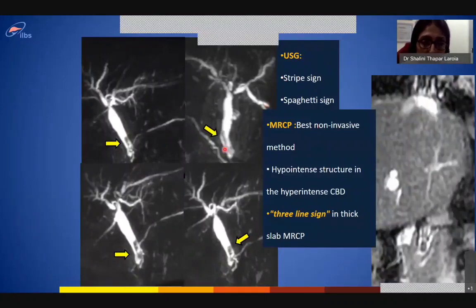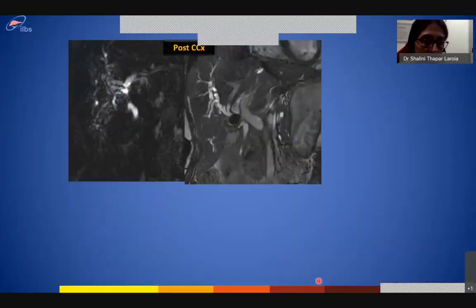On MRCP, which is the best non-invasive method to have a look at this, there is a hypointense structure and you can see a three-line sign in thick slab MRCP, which means that you can sometimes even visualize the gut or the intestinal lumen, which appears as a T2 hyperintense structure inside the walls of the roundworm's body. So this is a classical sign that you may be asked. Must keep an eye out for this condition.